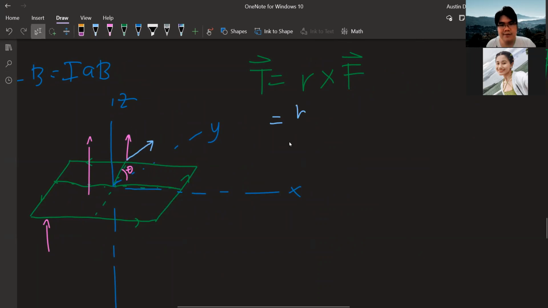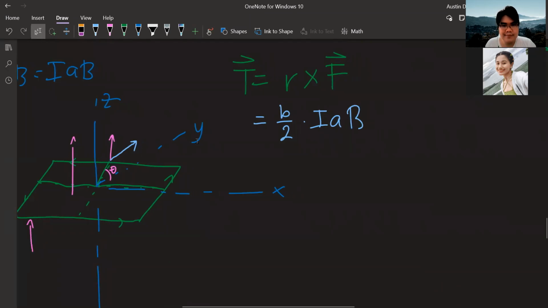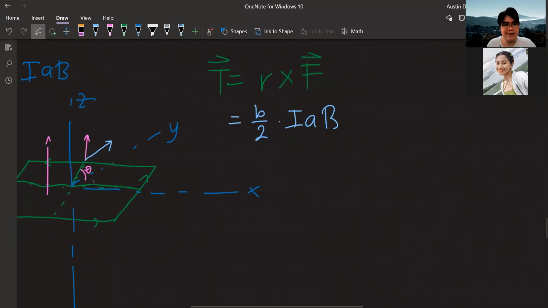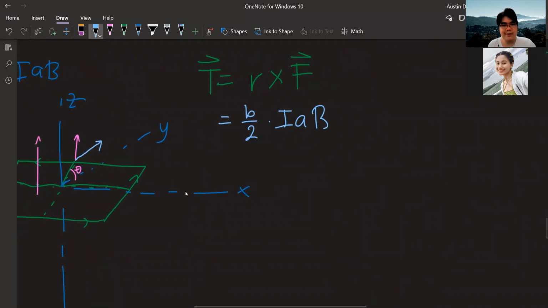So R cross F would simply be, let's say this is B, yung side na to. So this is just B over 2 times yung F ko, which is I A B. Tama ba? Tapos, meron akong theta. So, I have to accommodate that. So, sine theta pa ako. Okay, bakit sine theta lang? Kasi, if I would extend my radius here, by geometry, this is also theta. So, theta lang. Walang special.